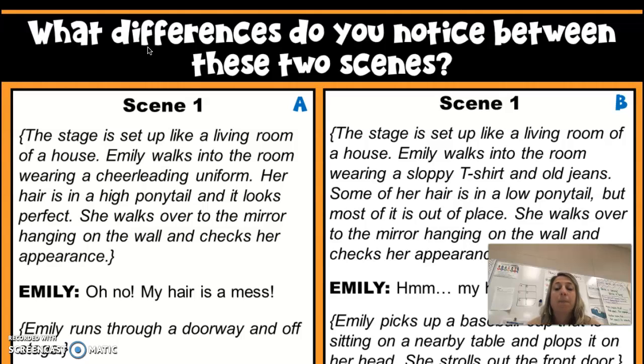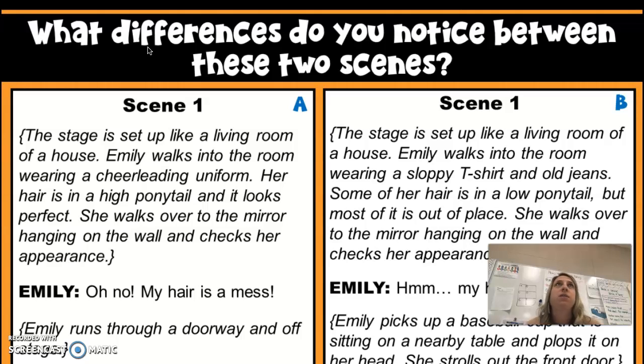Now, both of those scenes talk about her hair being messy. But in task card B, if I wouldn't have read those stage directions, I wouldn't have known that she doesn't care that her hair is messy. But the character in task card A, she really cares. And the only reason I know that is because I read the stage directions. So it's important that you notice the stage directions because they let us know about the characters.